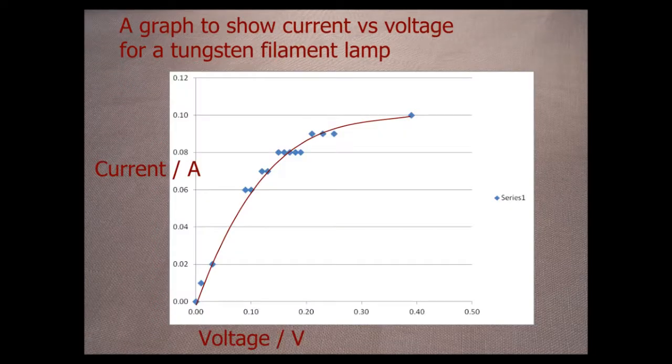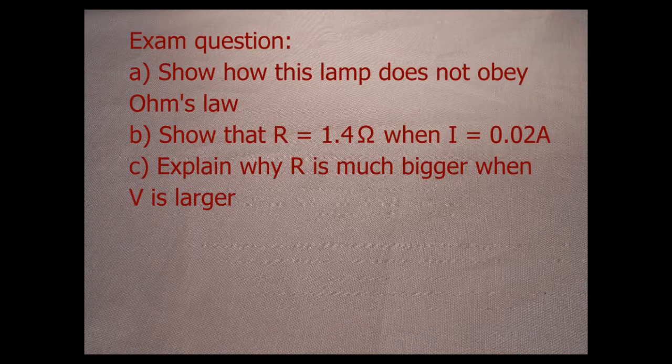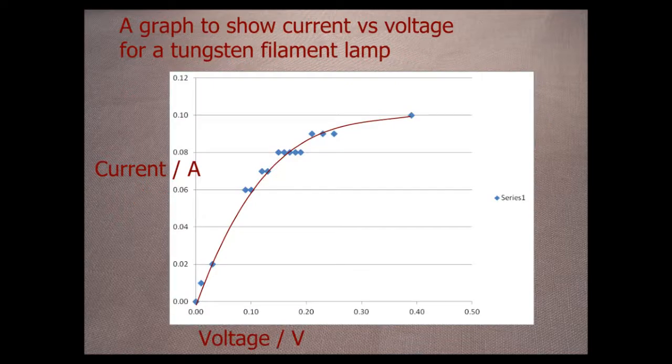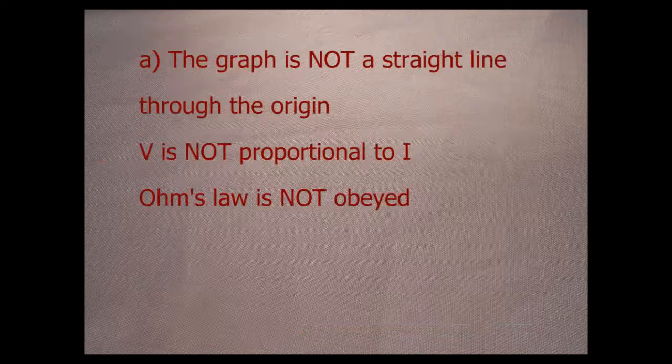This is not an ohmic conductor. The voltage is not proportional to the current. I do not have a straight line and it doesn't go through the origin. The sort of exam questions they ask on filament lamps include: show how this lamp does not obey Ohm's law; show that the resistance is 1.4 ohms when the current is 0.02 amps; and explain why R is much larger at large voltages. The first question: the graph isn't straight, so I is not proportional to V, so it doesn't obey Ohm's law.